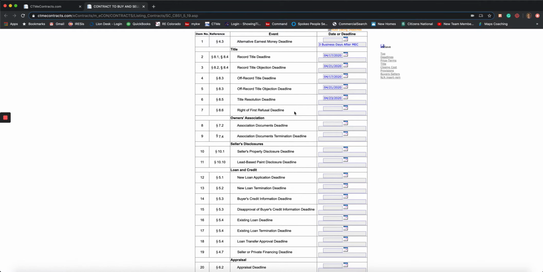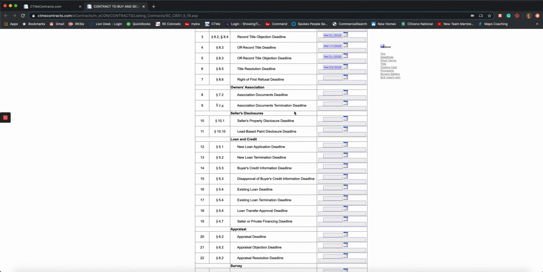First right of refusal deadline. We'll talk about this one here. This is not used that often, and first right of refusal can mean a couple of different things. It's interpreted a few different ways. As far as a hypothetical situation, we're going to leave that be for now. Make sure you read section 8.6 and understand what the first right of refusal deadline is, as well as the additional lingo behind that.